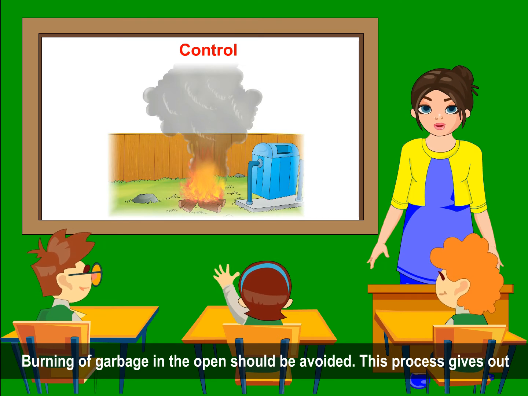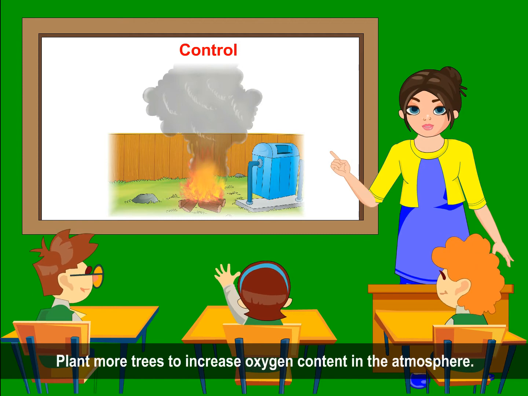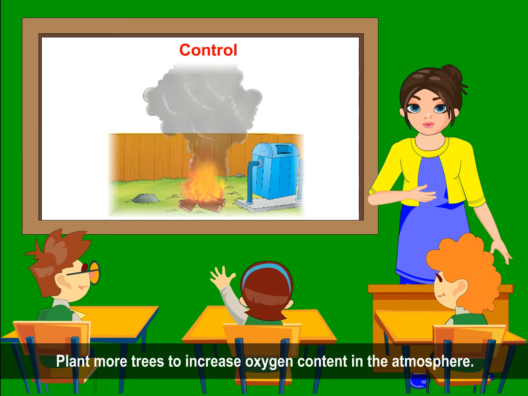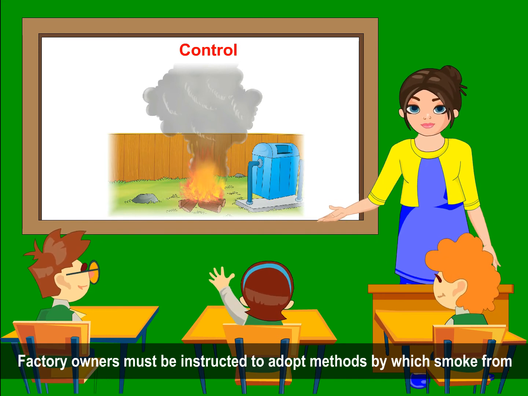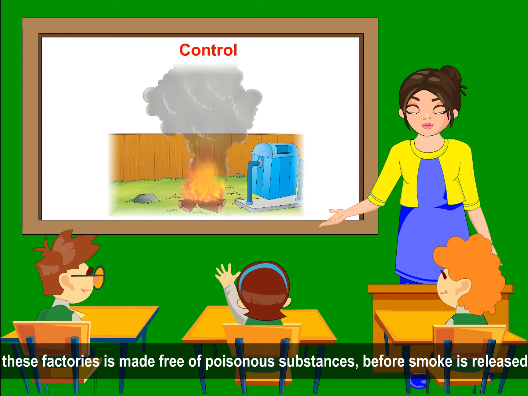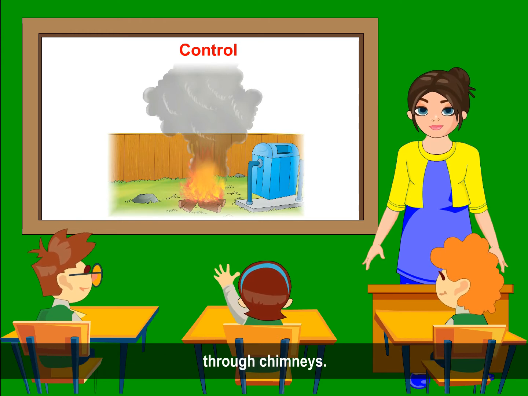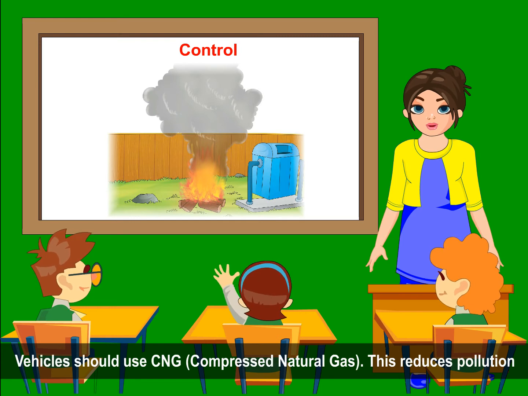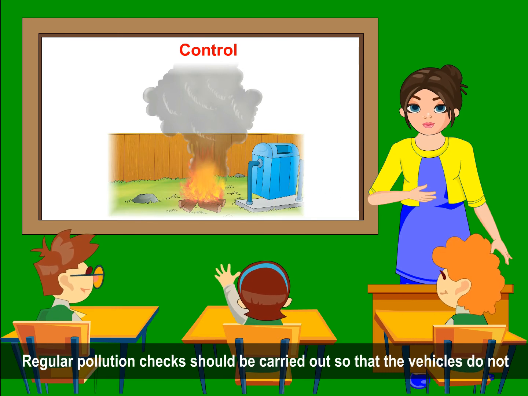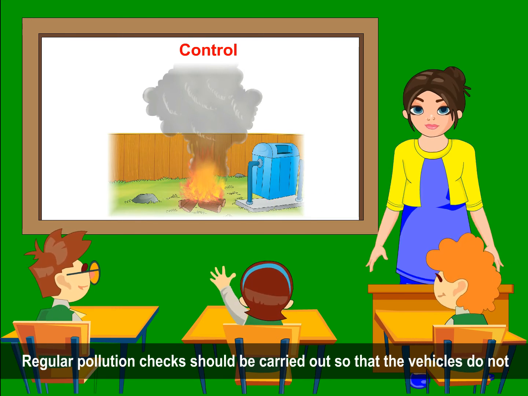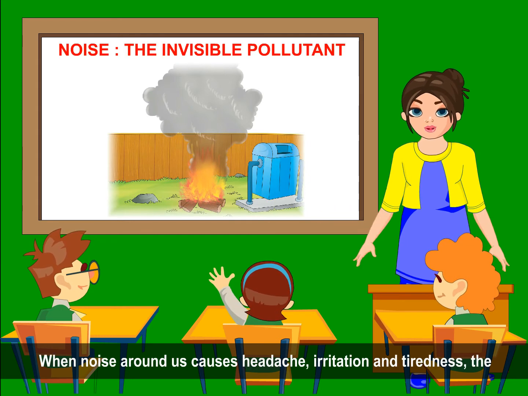Control. Burning of garbage in the open should be avoided. This process gives out harmful gases. Plant more trees to increase oxygen content in the atmosphere. Factory owners must be instructed to adopt methods by which smoke from these factories is made free of poisonous substances before smoke is released through chimneys. Vehicles should use CNG or compressed natural gas. This reduces pollution. Regular pollution checks should be carried out so that vehicles do not pollute the atmosphere. Firecrackers should be avoided.